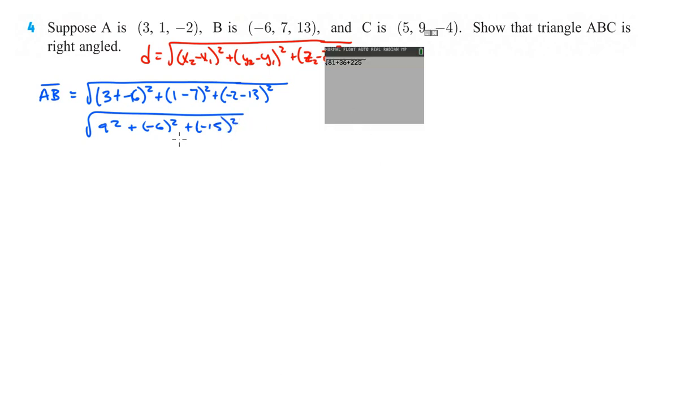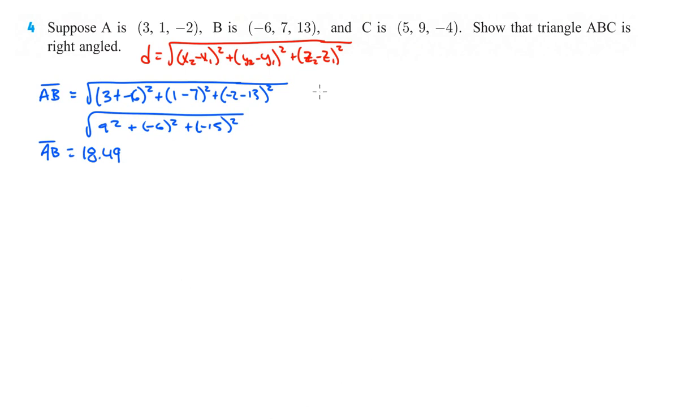Okay, so I put that in, and again, I like to do these squares in my head to make sure I don't mess up a negative here. So the 9 squared is 81, negative 6 squared is 36, and negative 15 squared is 225. And we take the square root of that, and we get 18.49, right? And let's just go with that for now. AB equals 18.49. It'd probably be nicer to have this in root form, but we'll go with this for now.